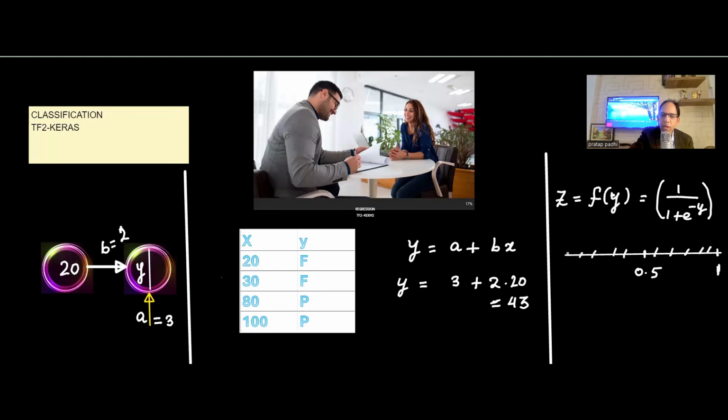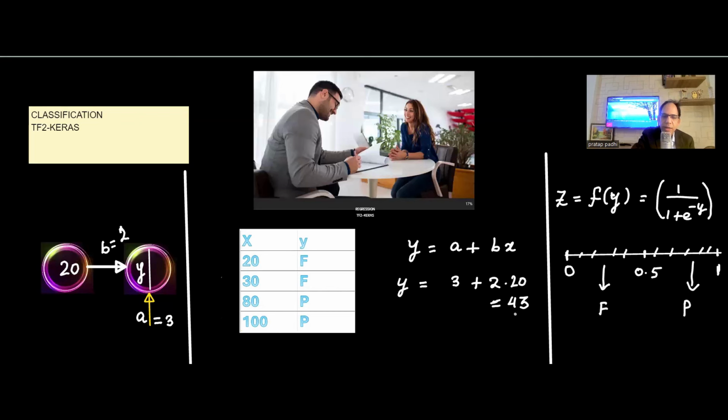And as I already mentioned, the bounds are 0 and 1. These are the upper and lower bounds. It can never go below 0 and it can never be more than 1. If you get a number here, you say failed. If you get a number here, you say passed. We'll decide whether she will get the job or not.